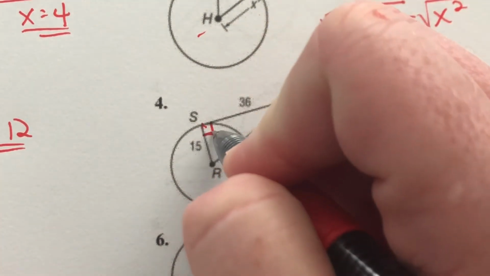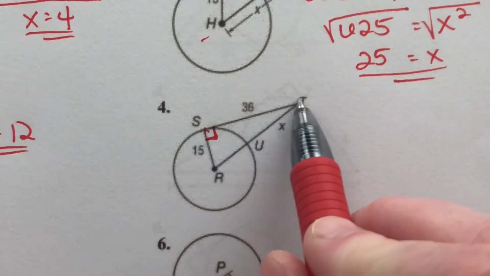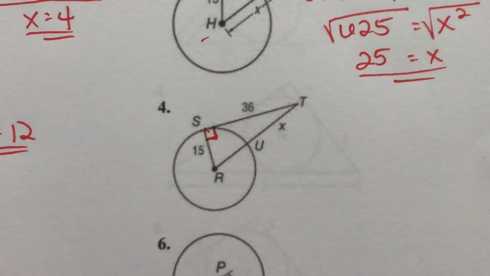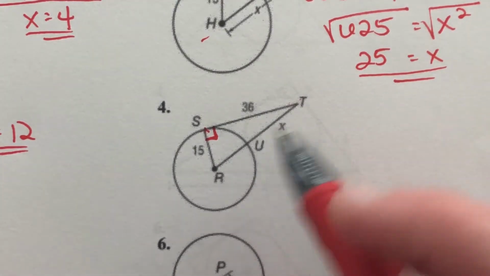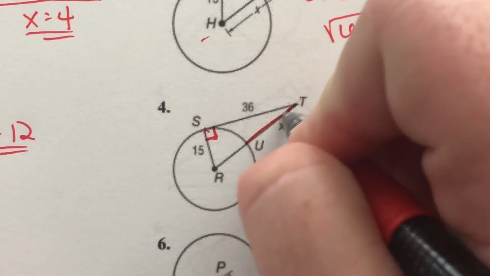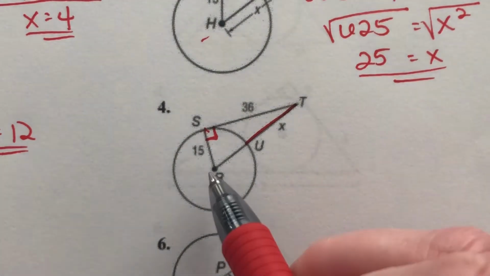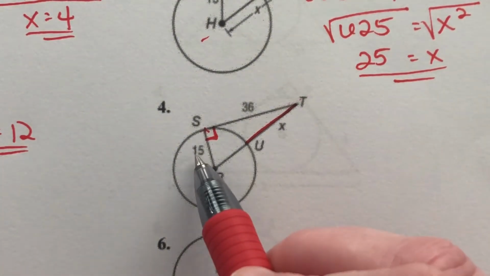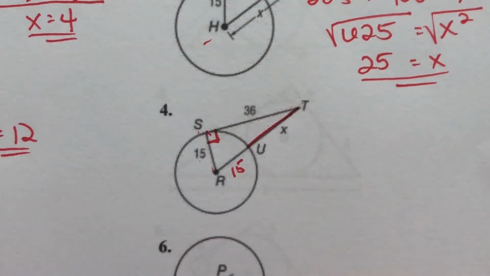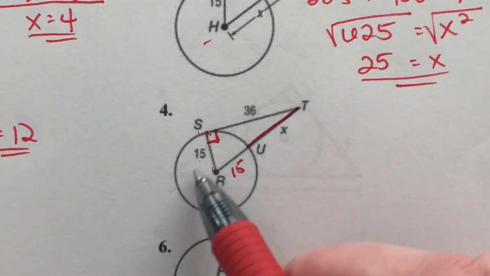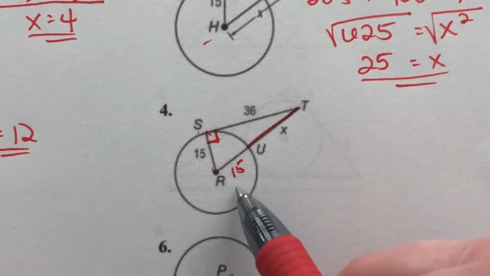Number 4. Here again, we've got the radius. This is a 90-degree angle when it's perpendicular to a tangent line. We want to find the length of just this portion right here, okay? So how would we do that? Well, I know from R to U is 15, because that's the radius, right? And this is 15, so this has to be 15. So once I find this entire side length, I'm just going to subtract 15.